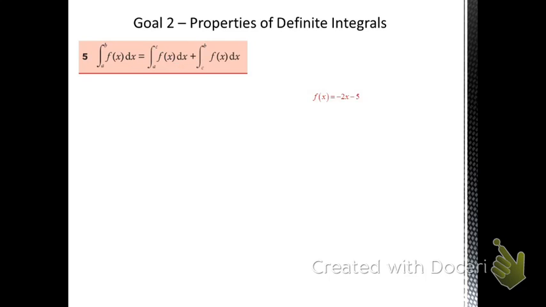Alright, let me illustrate a couple things with this. And the first thing is that for this property to work, the value c has to be between a and b. I'd recommend copying that down. It's about to go off the screen.